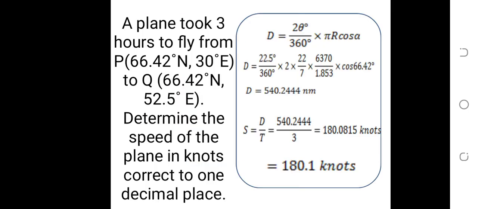A plane took 3 hours to fly from P, 66.42 degrees north, 30 degrees east, to Q, 66.42 degrees north, 52.5 degrees east. Determine the speed of the plane in knots correct to 1 decimal place.